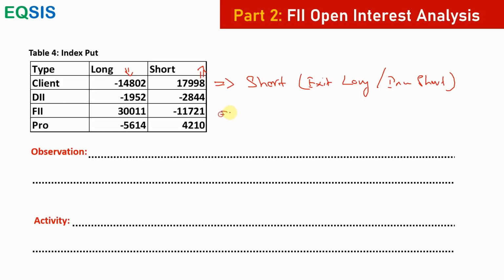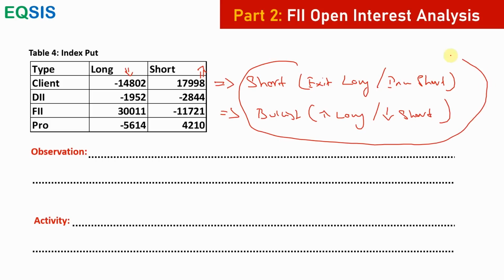That's point number one. Point number two, the FIIs are actually bullish in the market. How do I say they are bullish in the market? Because I see they are increasing their long positions and they are decreasing their short positions. This is what we have learned in our previous video itself. If you're not able to understand even this particular concept, it is time for you to go back to our part 1 video, see it, and come again here.